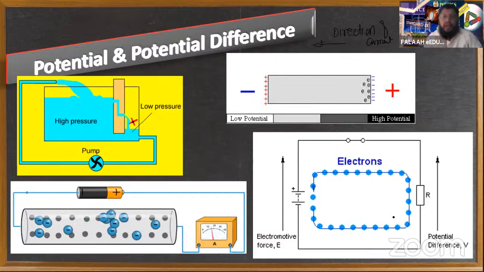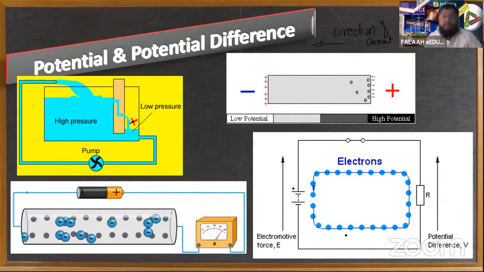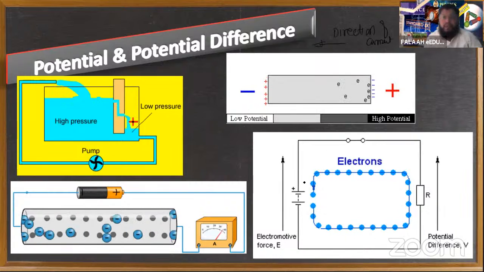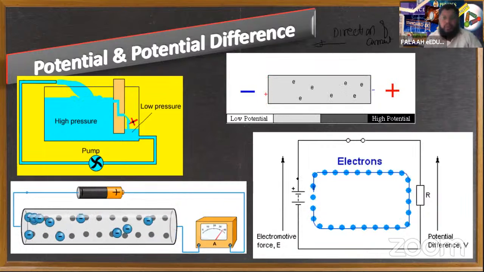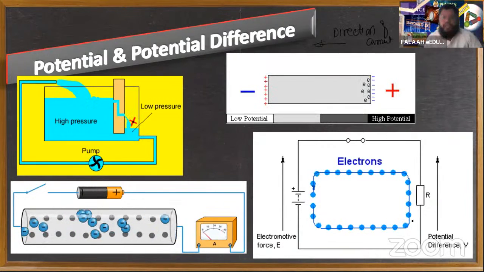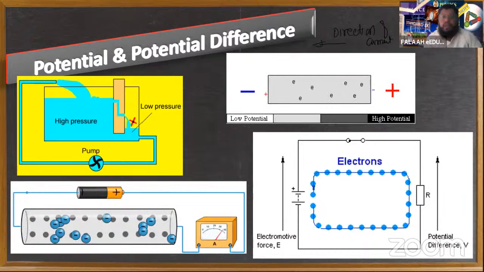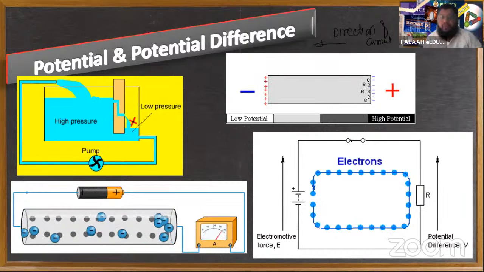So you can see how the current is flowing. Electrons are flowing from this negative side. This is positive, this is negative. From negative to positive. But current is flowing from positive to negative. Current flows in the reverse direction of the electron flow.